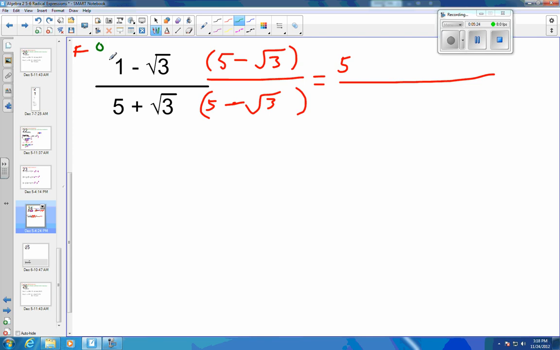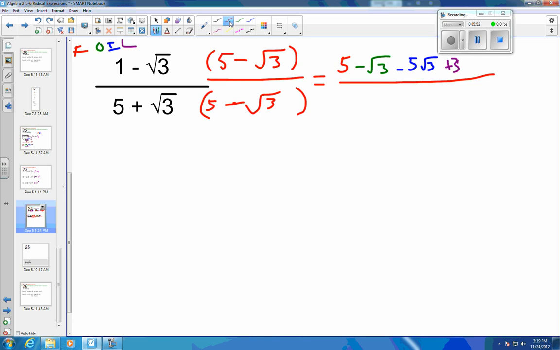Then we need our outers. That's 1 times the square root of 3, so that's minus the square root of 3. Then we need our inners. Square root of 3 times 5, so that's minus 5 square roots of 3. And then we'll do our lasts. So square root of 3 times the square root of 3 is a 3, and 2 negatives make a positive, so that's plus 3.